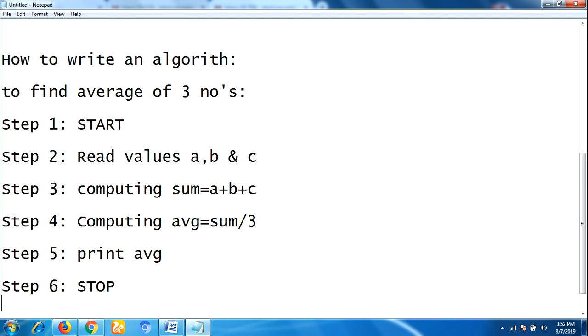So this is the way to write an algorithm. With this step-by-step process, we are solving our problem in a very easy way. After writing an algorithm, the developer can easily implement it by using any programming language. This is the step-by-step process to find the average of three numbers.